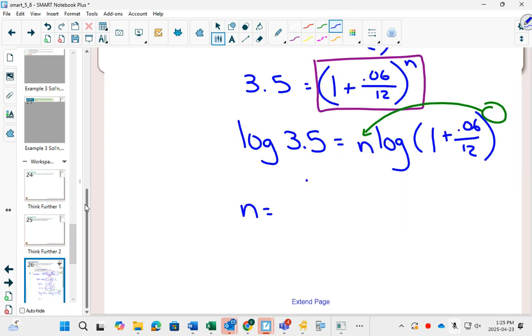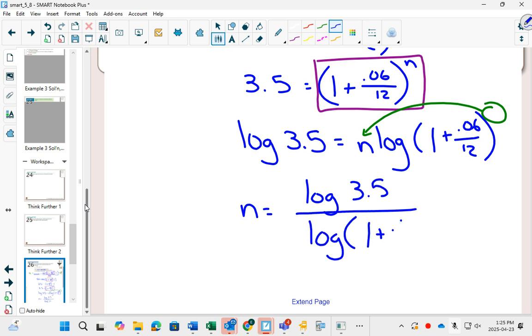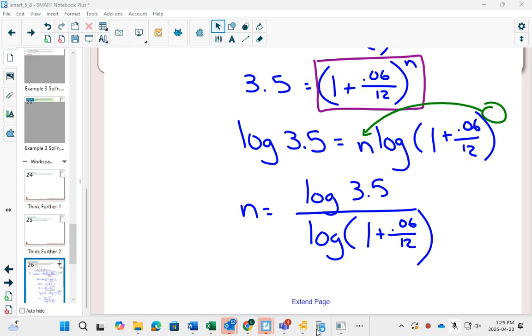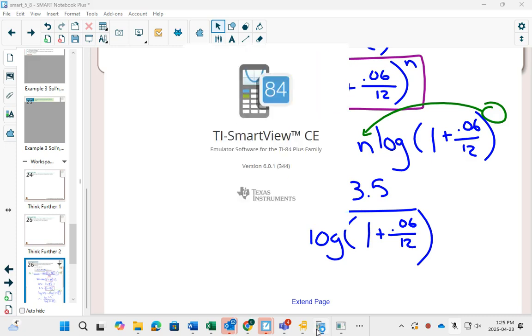So can you see that if I take the log of 3.5 and divide by the log of 1 plus 0.06 divided by 12, I can go to my calculator, maybe, and divide that and get the answer.